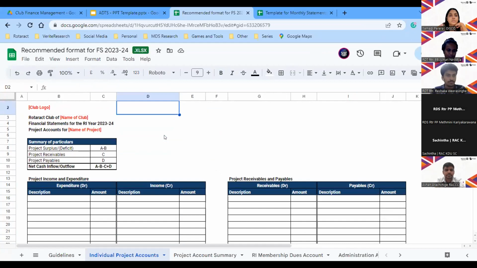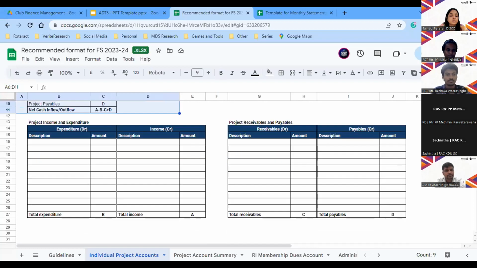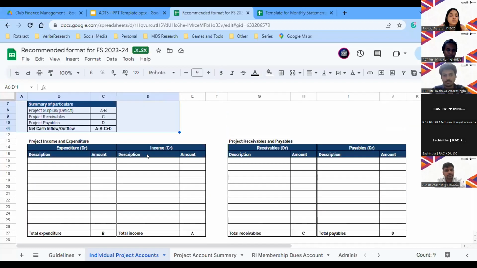Right. So this is the recommended format for your individual projects. You have a couple of things to fill. This part is the summary, so we'll get to that once we're done with these two. So let's look at this. You have your expenditures, incomes, receivables, like I mentioned before, and payables.